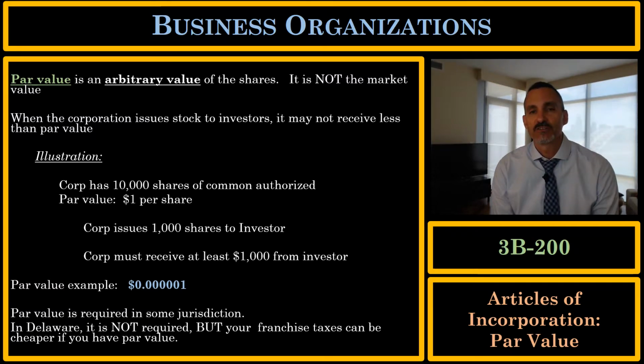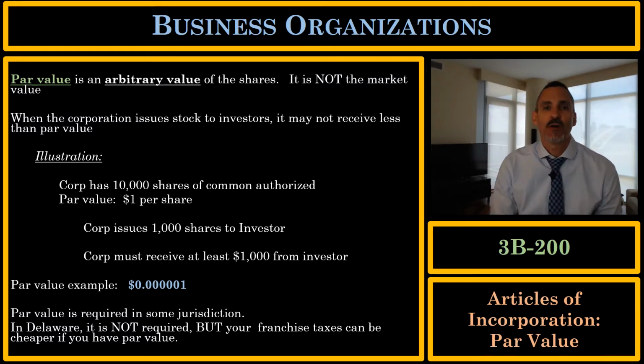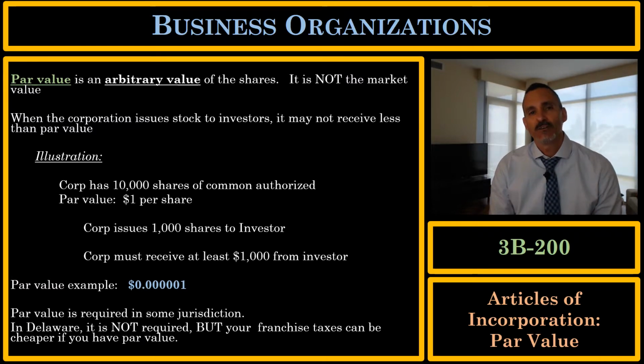In some jurisdictions, par value is required, and then you would generally see a par value that is ridiculously low, like our example here. In Delaware, par value is not required, but your taxes, the fees you pay, can be cheaper if you have par value. So in Delaware, you can have no par value stock and par value stock. But the way they calculate your franchise taxes, it could be cheaper for you to have par value stock, but just have a par value of very infinitesimal value.